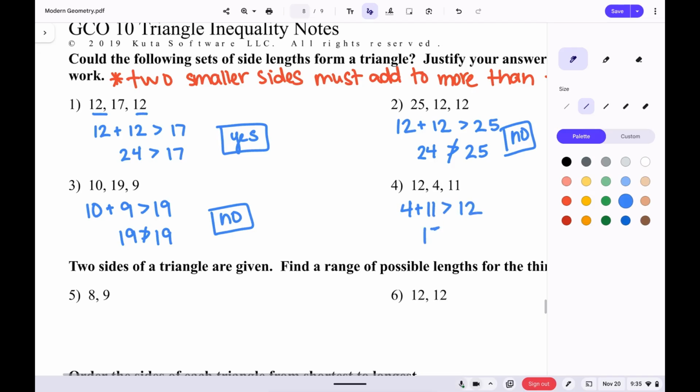And that's 15. 15 is greater than 12. So yes, that works. Good. Okay. Not super hard math here, guys. We're just adding and we're trying to check and see, is it bigger than that third side?